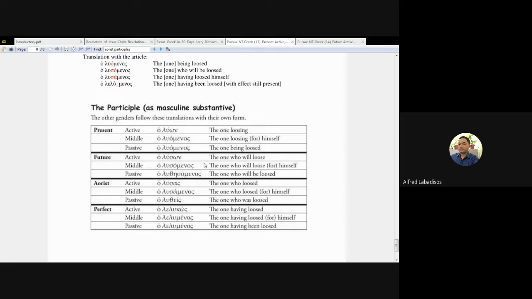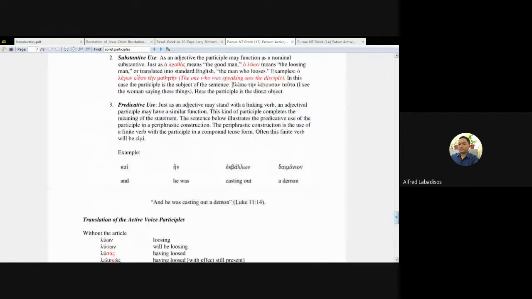You now have the background of the future. The tense identifier is the sigma. We have luson, lusomenos. The -omenos are the endings of middle or passive participles, while -ontos, -onte, -onta are endings of active participles. So, questions?